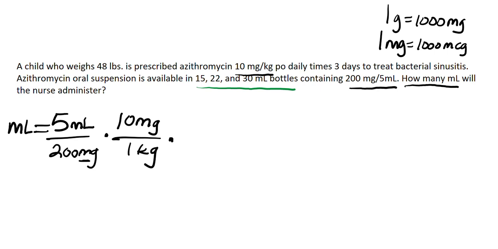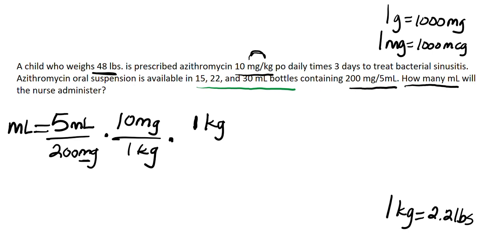Now we have kilogram in our denominator. We need kilogram in our numerator, right? Do we have kilograms in here? What are we really trying to look for here? This dose, right? We're trying to look for this 10 milligram per kilogram dose because this child weighs 48 pounds. So we have to do our conversions with kilograms and pounds. Therefore, we can plug in our 1 kilogram, because remember, 1 kilogram equals how many pounds? 2.2 pounds. 1 kilogram equals 2.2 pounds.